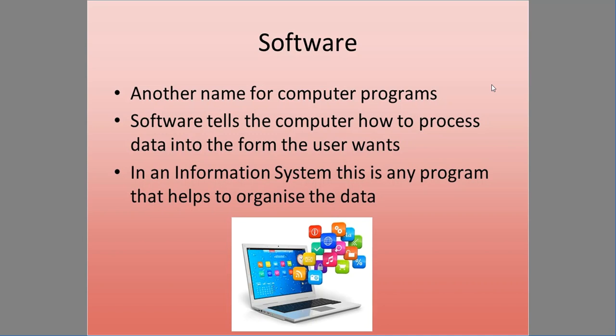But they are slightly different to how we might picture it here. Essentially, the role of software is that it tells the computer how to process data into the form that the user wants. So we have this data to begin with that's fairly useless. We then need to obviously do something with it, so we put it into some information system software or into our computer system software, and that allows us to do various things with our data. So any program that helps us to organize our data is going to be the software that we use as part of our information system. So that is essentially the software.